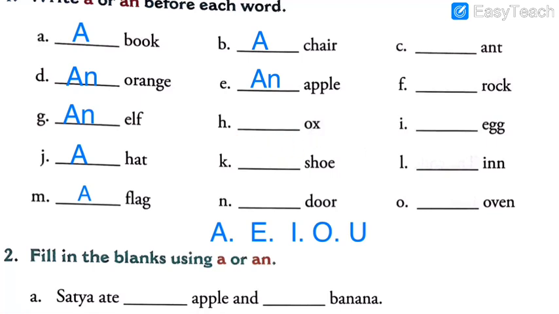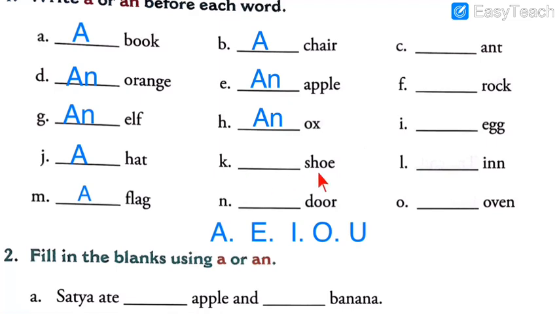Next one is dash ox. Dash ox. So now I know that without thinking anything, you have already given me the answer: N ox. Why? For those who have not understood, ox starts with O. Again, O is there in the vowel list, so we will put N.